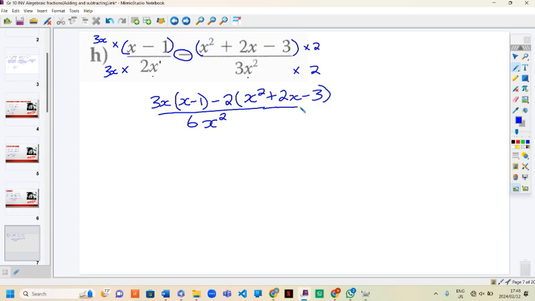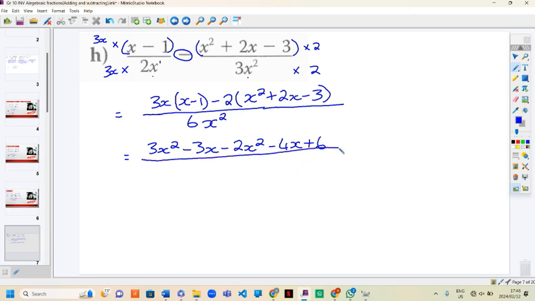Now they ask me to simplify. So I need to get rid of these brackets. How am I going to get rid of them? I'm going to multiply them out. Fantastic. So 3x times x is 3x squared. 3x times negative 1 is negative 3x. Negative 2 times x squared is negative 2x squared. Negative 2 times positive 2x is negative 4x. Negative 2 times negative 3 is positive 6. And that's all over my 6x squared there.